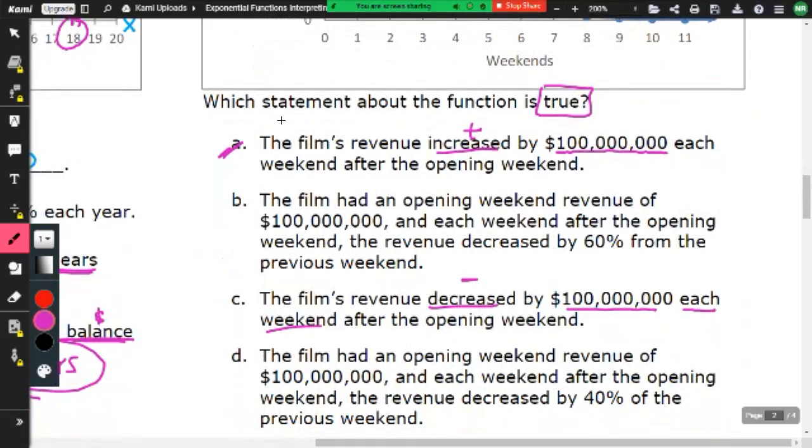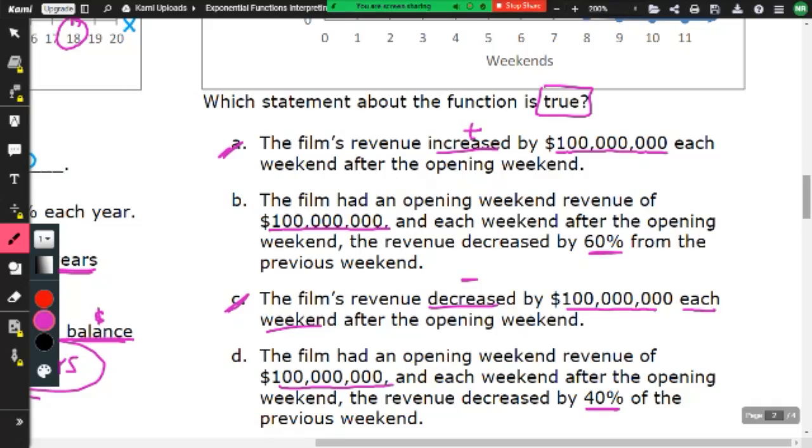Look at C. It says the decrease subtracted by 100 million each weekend. Are we subtracting 100 million every single weekend? No, it's not a straight line. If it says increase with a number or decrease with a number, straight line. This is not a straight line. B and D, it says it starts at 100 million, but the difference is in the 40 and the 60%. That part is what's going to trick everybody every single time. So underline the 60 and the 40%, and let's figure this out real quick.